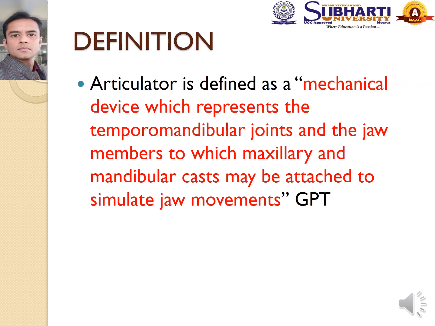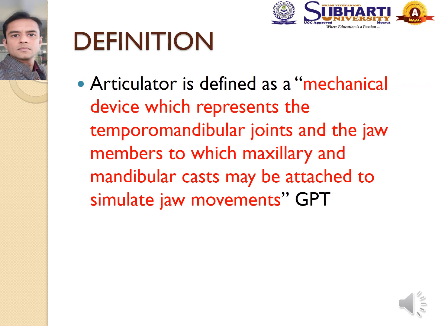An articulator can be defined, according to the Glossary of Prosthodontic Terms, as a mechanical device which represents the temporomandibular joint. Means it is a device made up of metal or plastic. That's why it is a mechanical device which is representing our temporomandibular joints or TMJ and the jaw members to which the maxillary and the mandibular cast may be attached to simulate our jaw movements.